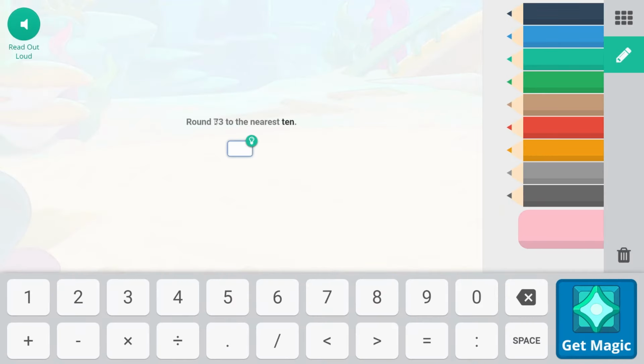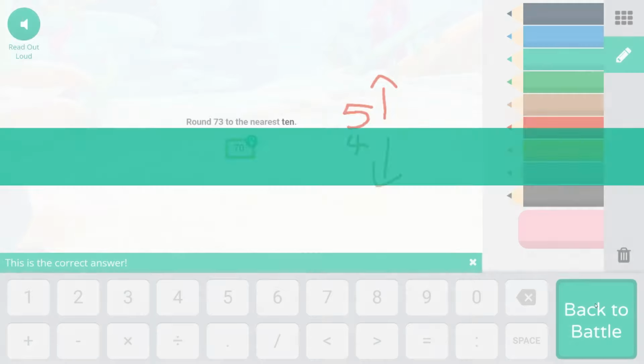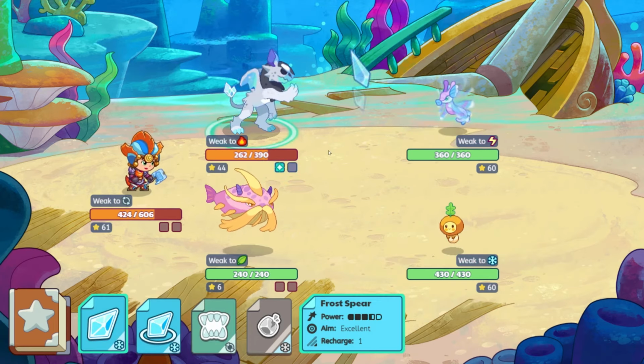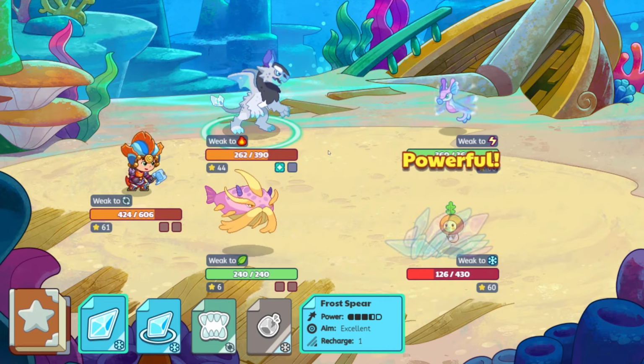Round 73 to the nearest 10. So if the ones place, or whatever level you're rounding to, is 5, you round up. If it's 4, you round down to the next number. So for here, 73 is going to round down to 70 because we're looking at the tens place. Woohoo! And there we go. Nice damage there.